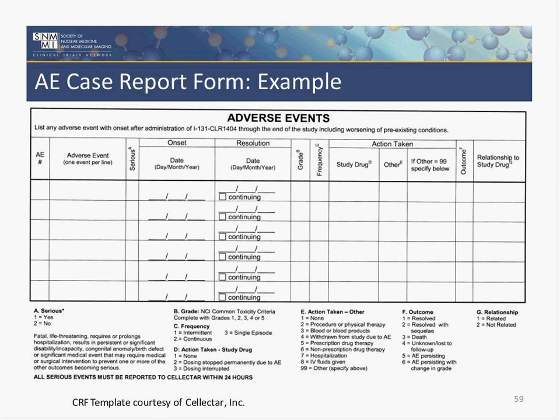Here's another example of an adverse event form where the AE is numbered and described, and whether it's serious, one for yes, two for no. Date of onset, date of resolution, or is it continuing? The grade, using common toxicity criteria. Frequency, the action taken with the study drug, whether the study drug was discontinued, and then the relationship to the study drug.